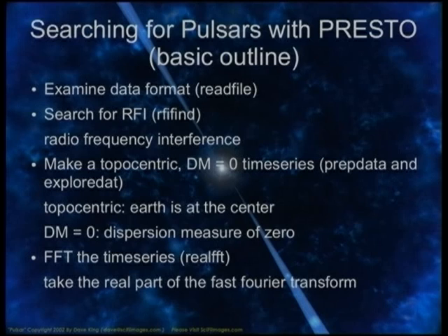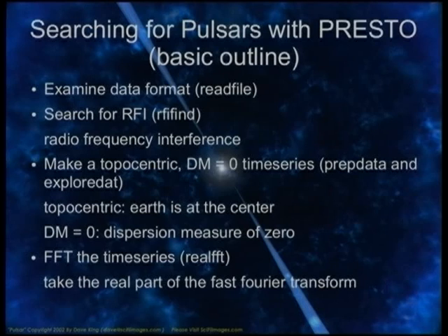All right, so I'm going to go through a very basic outline of how we use Presto to search for pulsars. Obviously, there's a whole lot more involved in this. First, we examine the data format. This is just a read file. This is just, all right, so what kind of data are we dealing with?